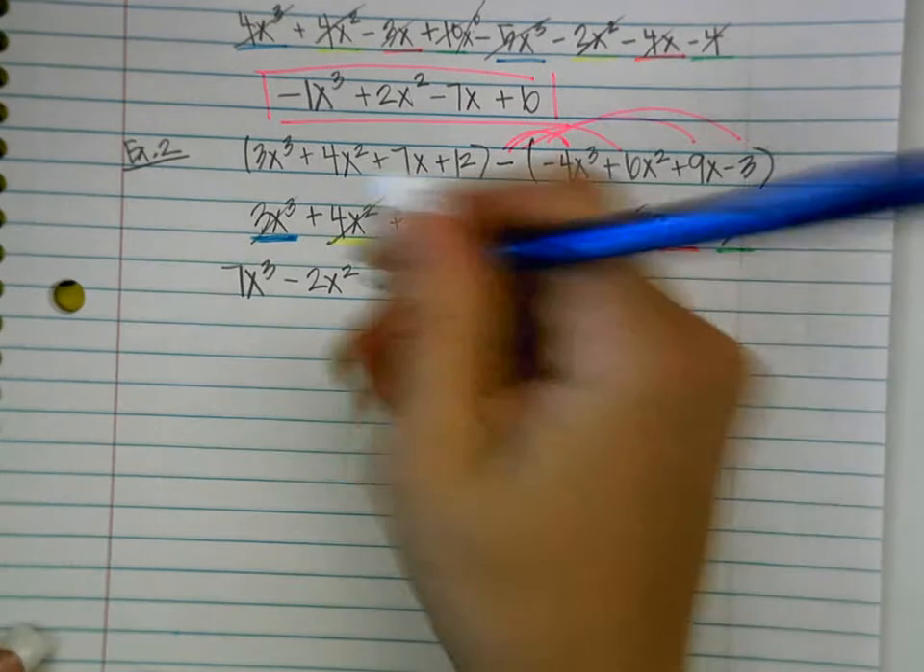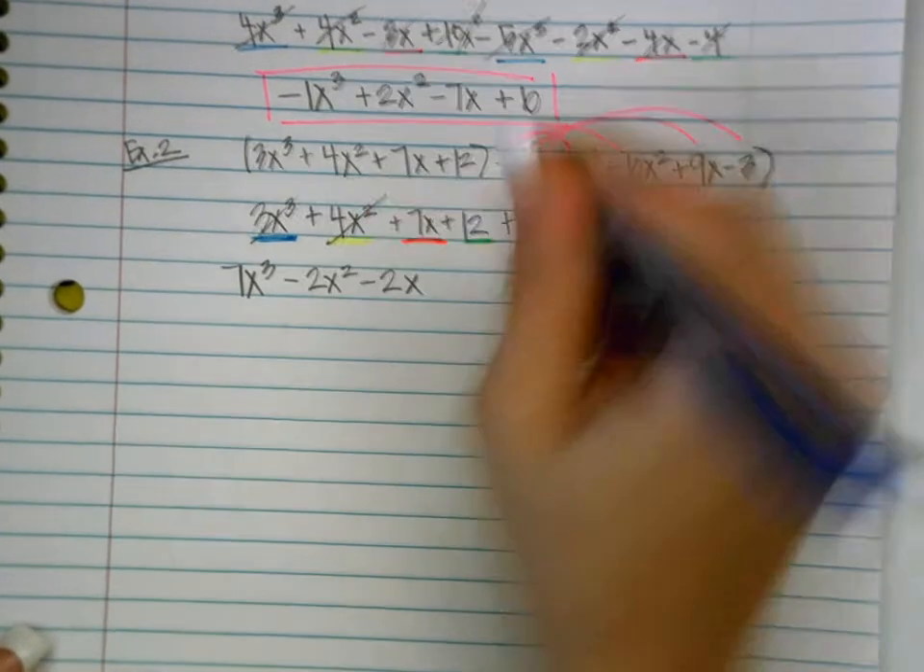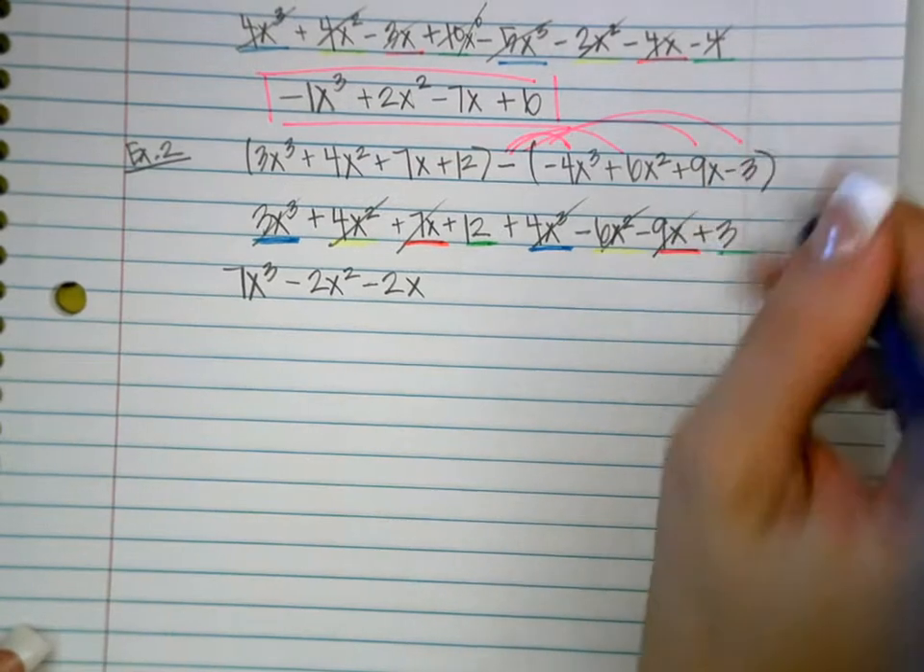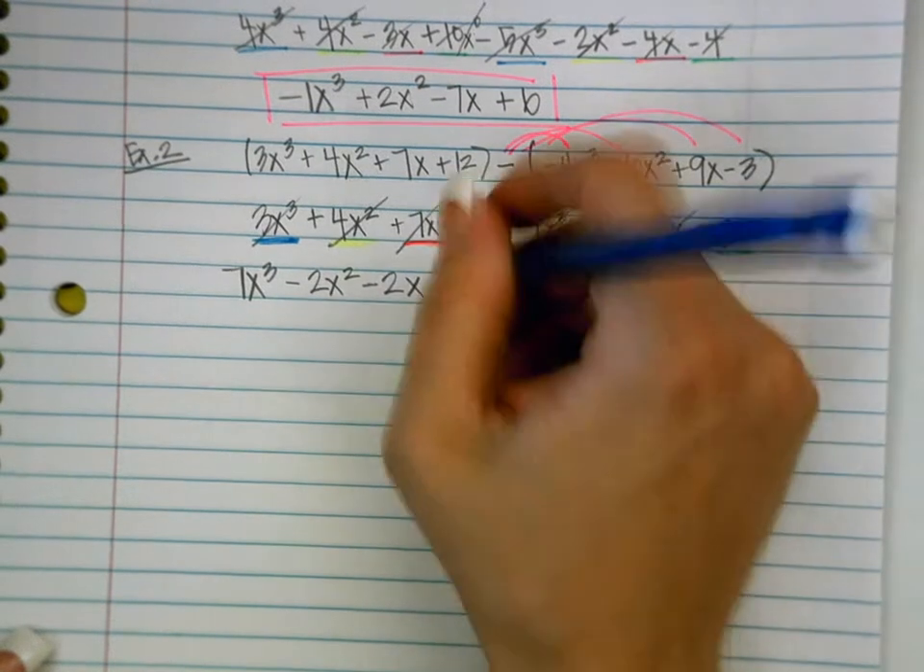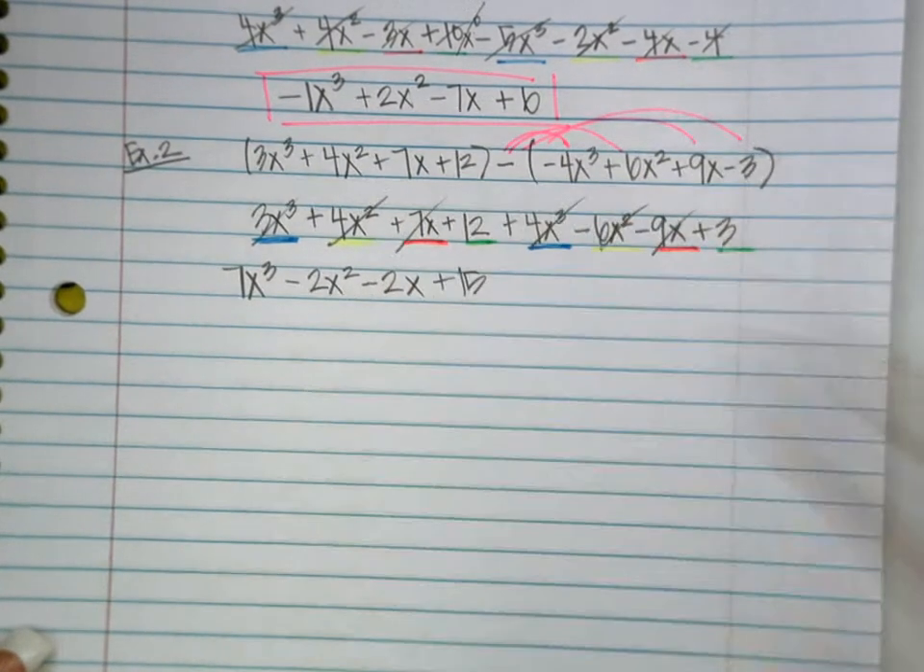7x minus 9x is negative 2x. Cross it out again. And then finally 12 plus 3 gives you plus 15. That's your answer.